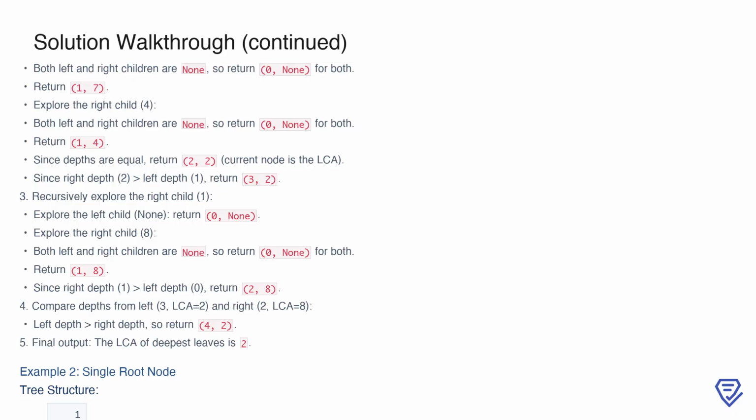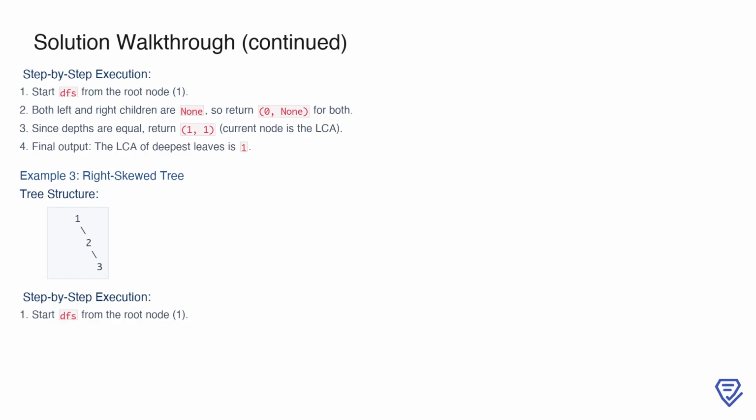Now we move to the right child of the root node, which is node 1. At node 1, we first explore its left child, which is null, so we return a depth of 0 and no associated node. Next, we explore its right child, node 8. Since node 8 has no children, both its left and right subtrees return a depth of 0 and no associated node. This makes node 8 the lowest common ancestor at this level, and we return a depth of 1 along with node 8. Comparing the depths of node 1's left and right subtrees, we find the right depth, 1, is greater than the left depth, 0. So, we return a depth of 2 along with node 8.